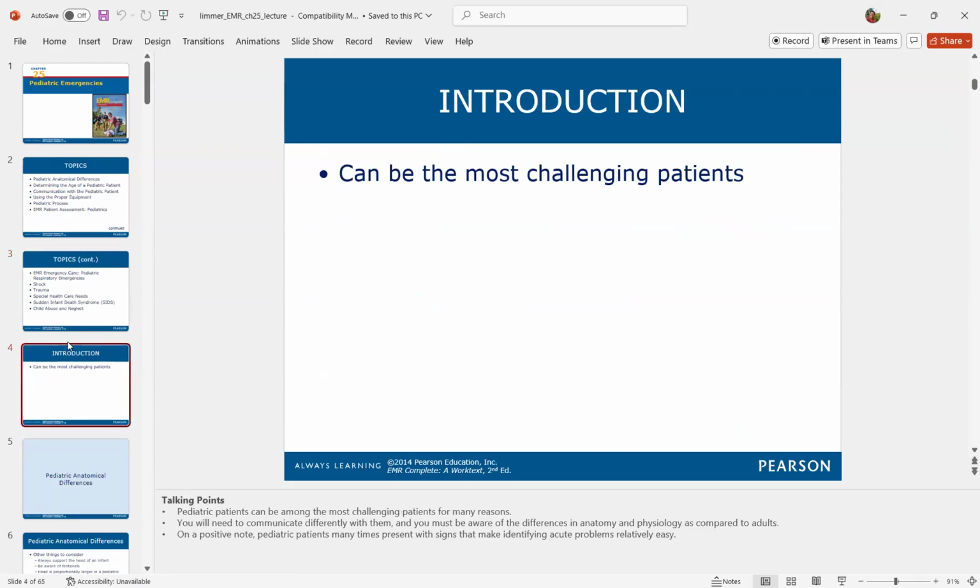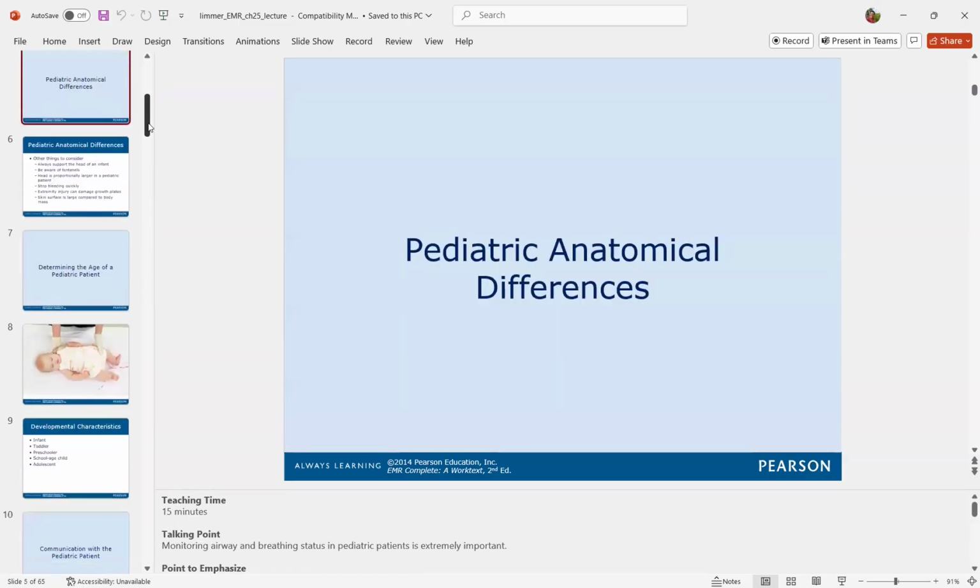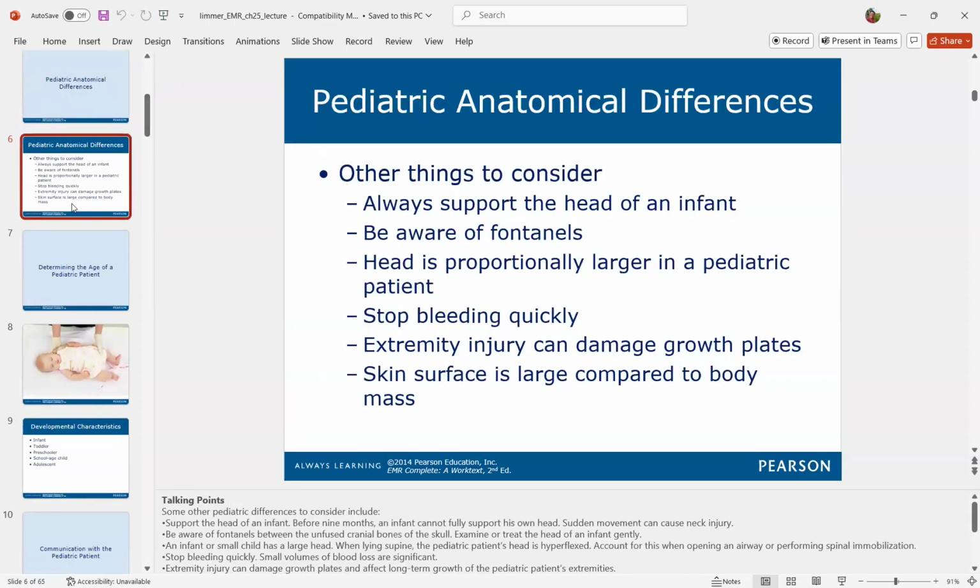So pediatric patients can be among the most challenging patients for lots of different reasons. Communication is different with them. We have to be aware of some of the differences in anatomy and physiology as compared to adults, like they have a bigger tongue, a bigger head. On a positive note, pediatric patients a lot of times present with signs that make identifying acute problems pretty easy for us to identify. So, anatomical differences when it comes to pediatric patients.